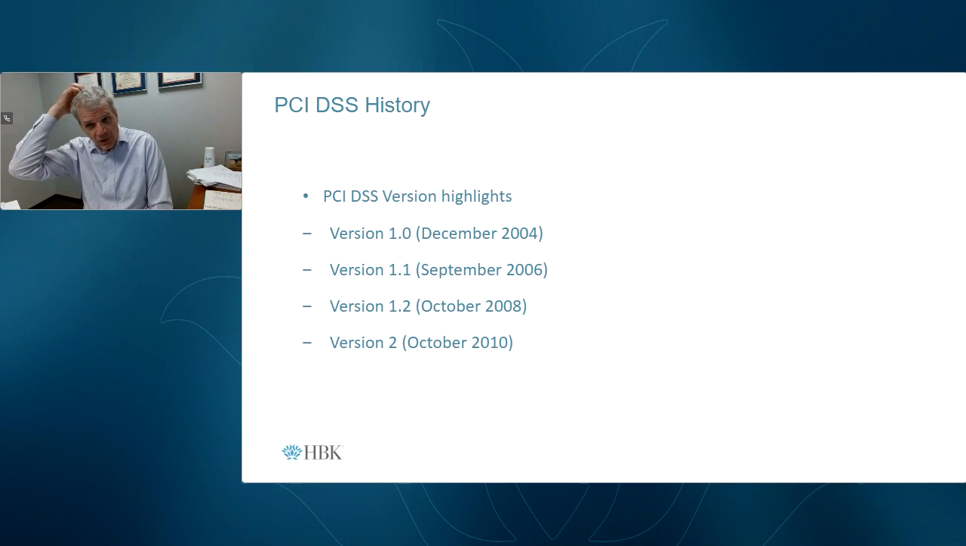So PCI has only been around officially for a little bit less than 20 years now. Version 1.0, as you may remember, I said that e-commerce basically began in the 80s, and then the fraud really ramped up by the late 90s. But version 1 of PCI came out in '04, with some minor releases in '06 and '08, and then version 2 came about in 2010.